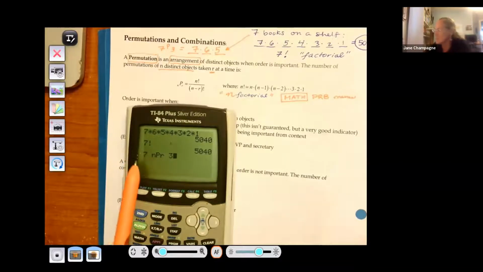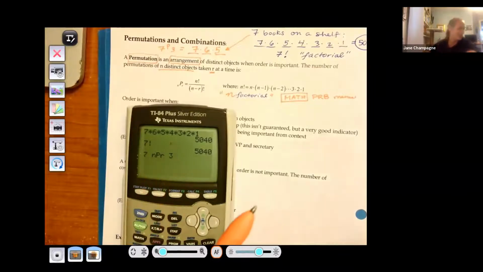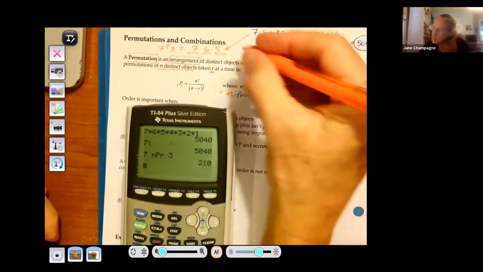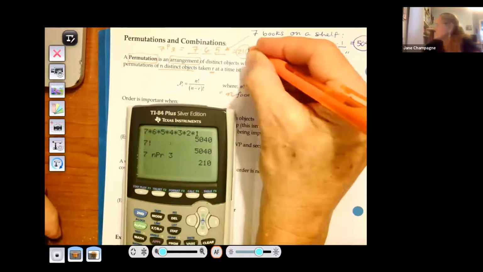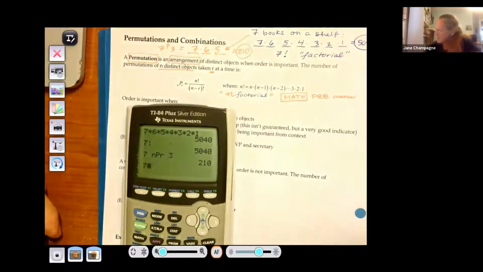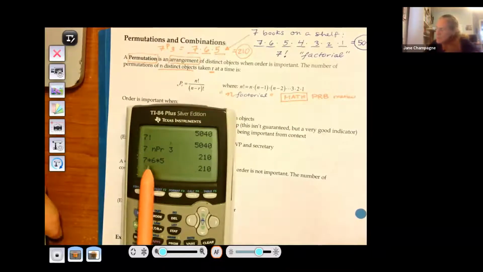Some calculators actually visually put the 7 in for N and the 3 in for R, which is kind of cool. I've got one of those to show you. So anyway, then when you hit enter, you'll get that answer, which in this case is 210. Same thing as 7 times 6 times 5, this chopped off factorial, where there's 3 positions, but 7 total items.